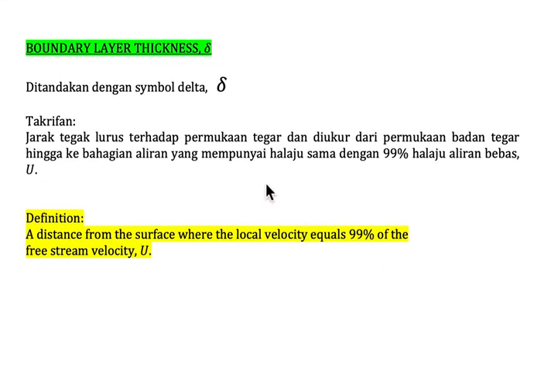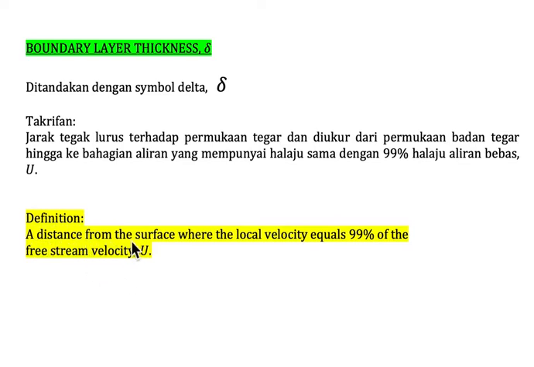Now, I would like to share with you three basic terms that you need to understand and you need to write their equations to solve boundary layer problems. The first one is boundary layer thickness. It is written with the symbol delta here. The definition of boundary layer thickness is the distance from the surface where the local velocity equals 99% of the free stream velocity U. So we discussed this definition.